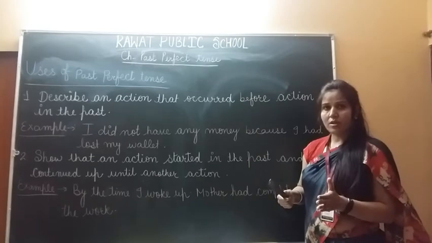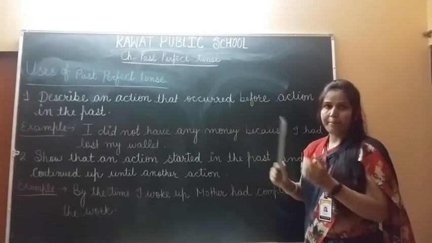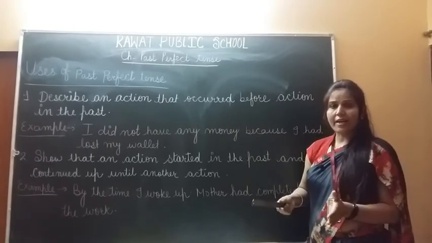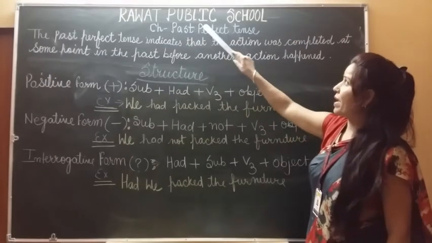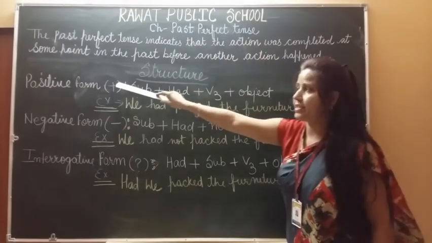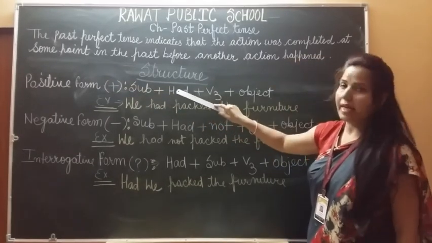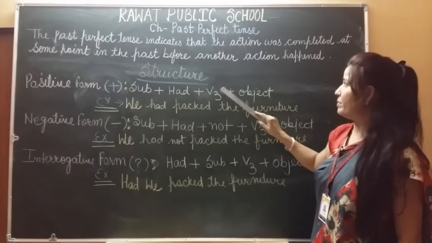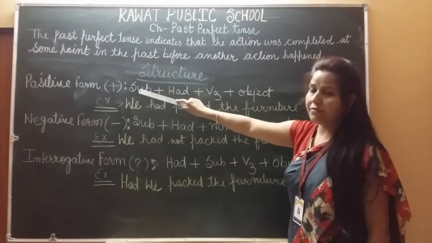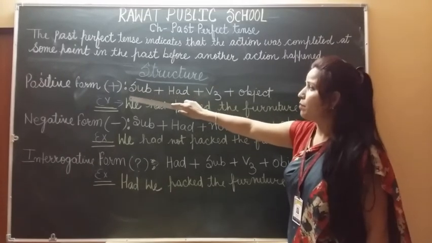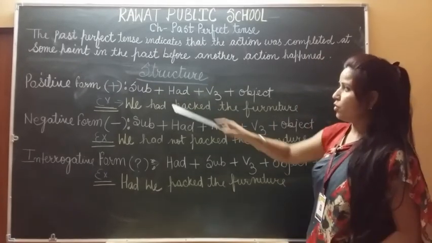When I reached her home she had gone for temple. Okay, so these are examples of past perfect tense. Let's see the structure of past perfect tense. First, the positive form and affirmative sentence structure is subject, then had, then verb third form, then object. Okay, so if your subject is plural like you, I, we, they, you will write had.